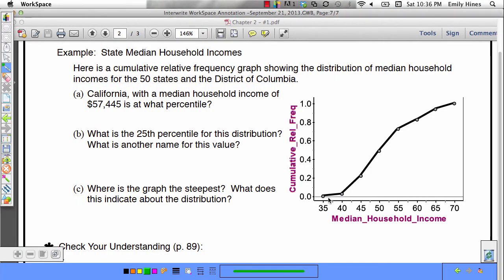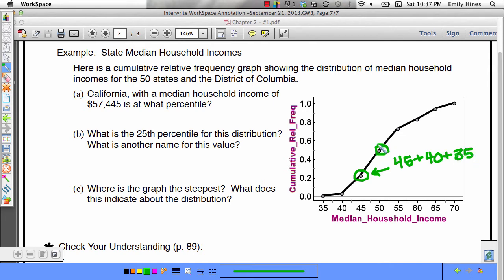What this does is it takes it and adds it up. So at 35 we were right at 0.0. At 40, we were right at maybe 0.05. At 45, we're at around 0.2, but this right here is not just the relative frequency of 45. This is the relative frequency, or the percentage, or the proportion of 45 plus 40 plus 35.